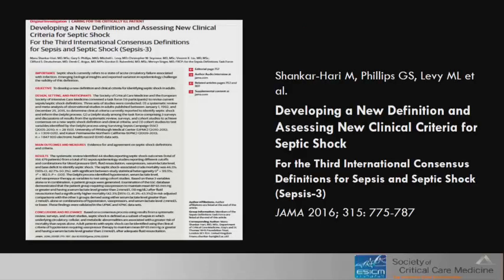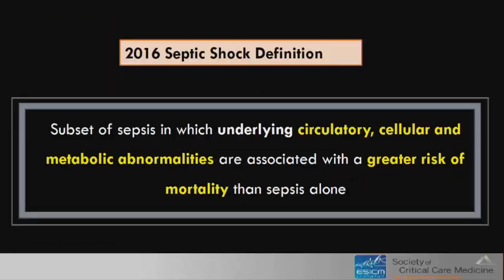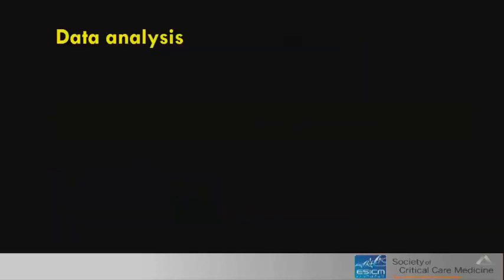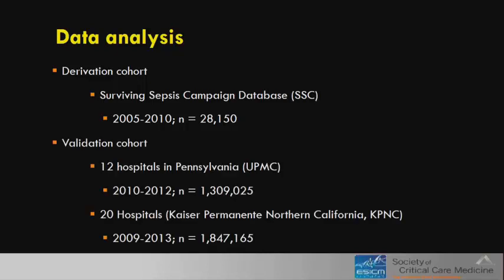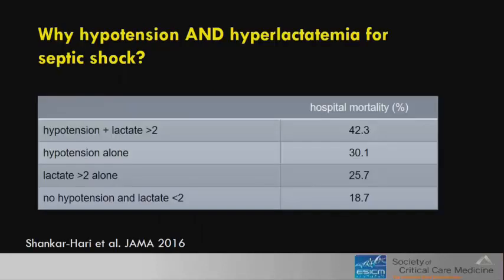Then we moved on to septic shock, another challenge. And we emphasized that circulatory and cellular abnormalities were an important component of shock, not just hypotension. We used the Surviving Sepsis Campaign database, and we also had a validation cohort from Kaiser Permanente and from Pennsylvania to assess whether these variables were indeed predictive of outcome.